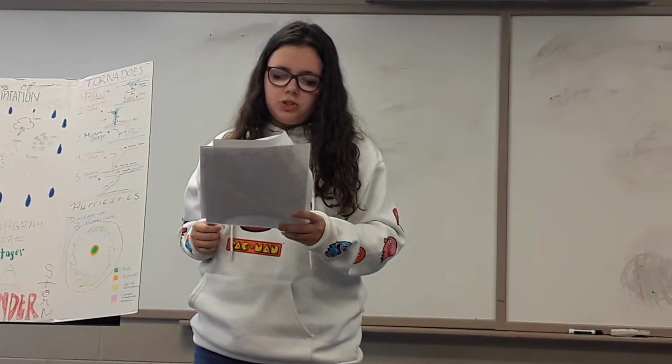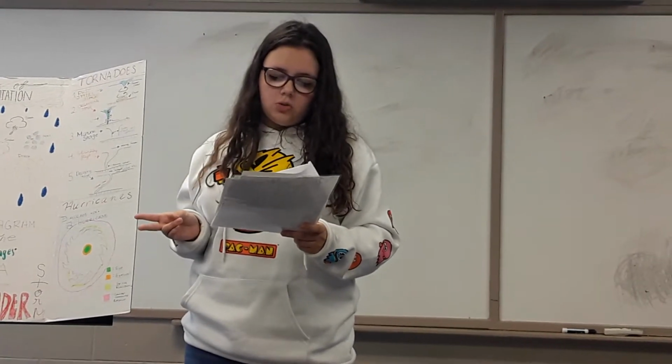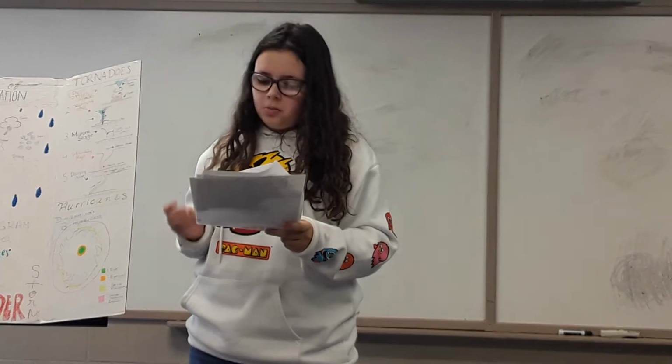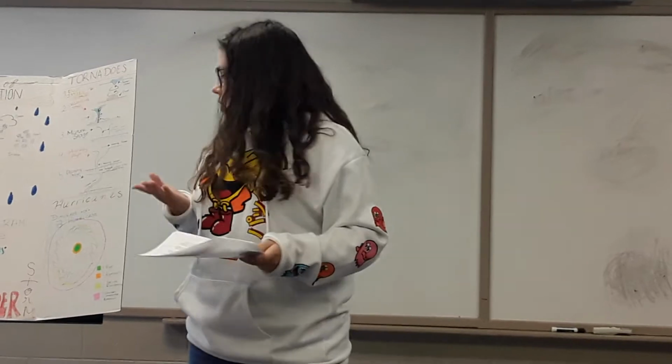There are 4 stages for a hurricane. Those are the tropical disturbance, the tropical depression, a tropical storm, and a tropical cyclone. A tropical cyclone happens to be the hurricane.